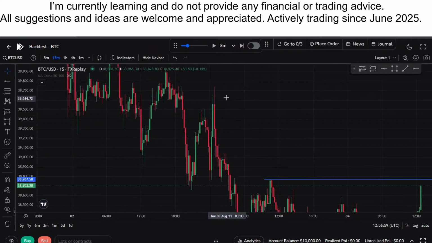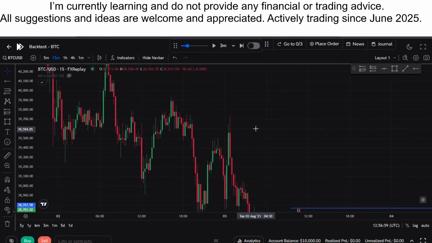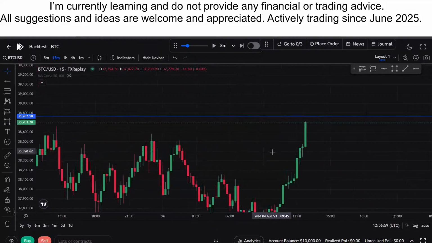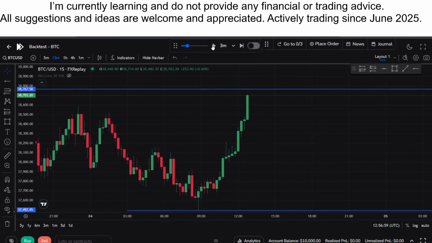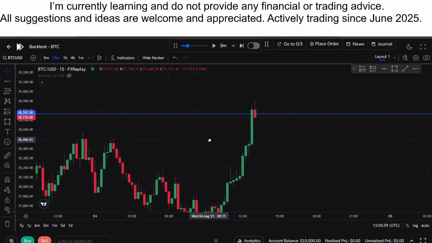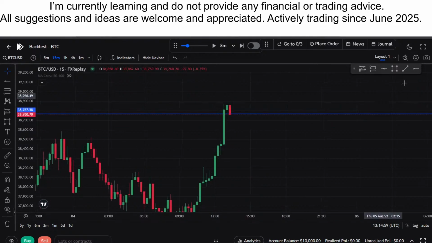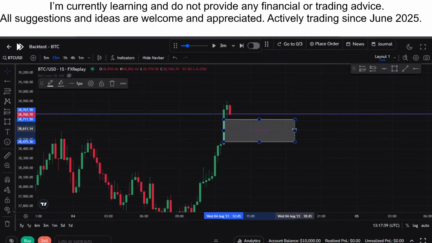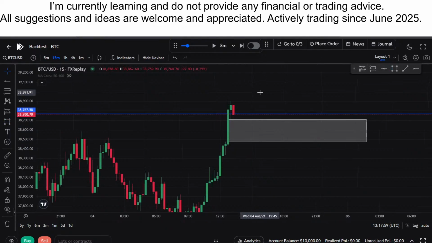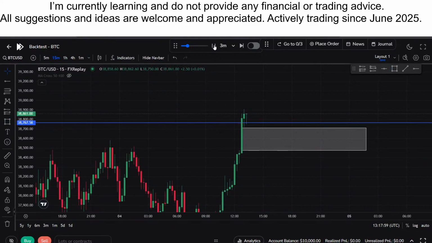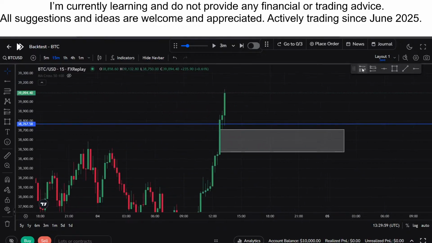Swing high, another swing high. We have another swing high here. Okay, let's see what happens here. Run the trade. Okay, liquidity grab. Fair value gap created. Let's see what happens. Okay, the price went up.